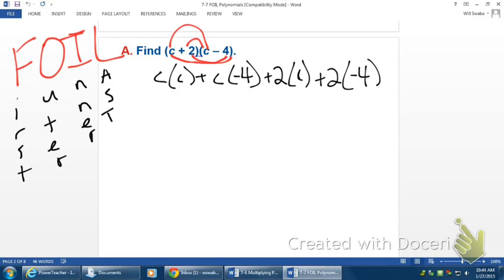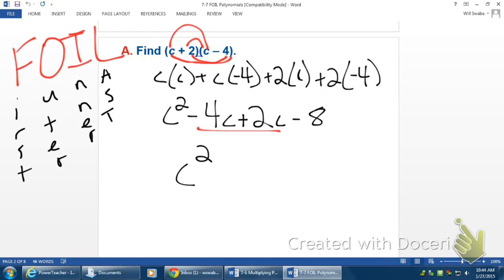Okay? So when you combine all these terms together, C times C gives me C squared. This is going to give me a -4C. This is going to give me a positive 2C. And lastly, this is going to give me a minus 8. Now, when I go to combine my terms, I got c squared. Yes, absolutely, Abram. You're going to combine those middle terms. So this is going to become c squared minus 2c minus 8. That's what your answer should have been.